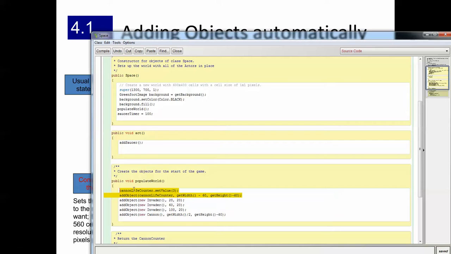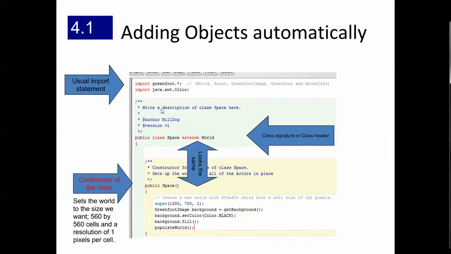So we're going to do this thing where, in the Space constructor, we say populateWorld, and we come down here and add new Invaders, new Invaders, new Invaders, a new Cannon. I only added 3. You can add more if you want. When I say getWidth divided by 2, it takes the width of the world, divides it by 2, and sticks it right in the middle. getHeight minus 60 goes all the way down to the bottom, and then minus 60 sticks it down at the bottom somewhere. We're going to talk about this in a little bit, so hold off on that part.